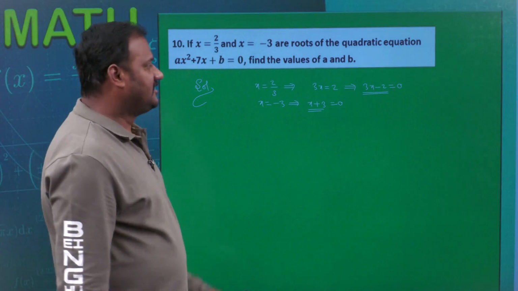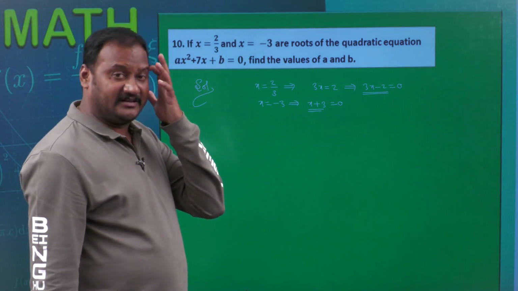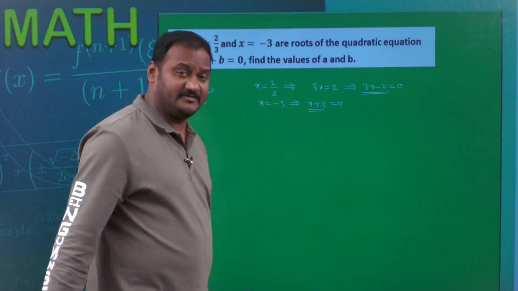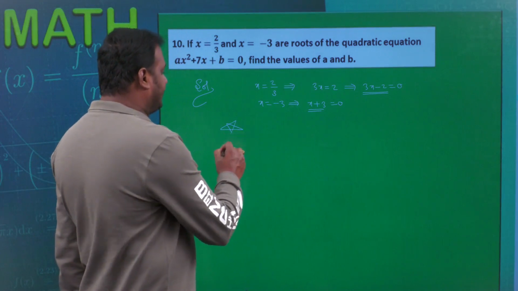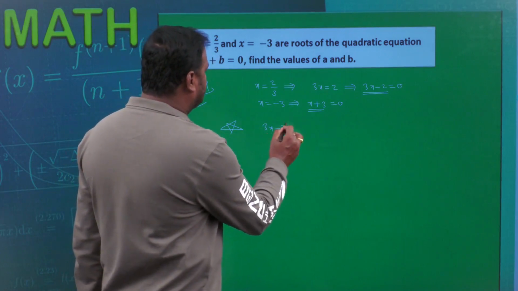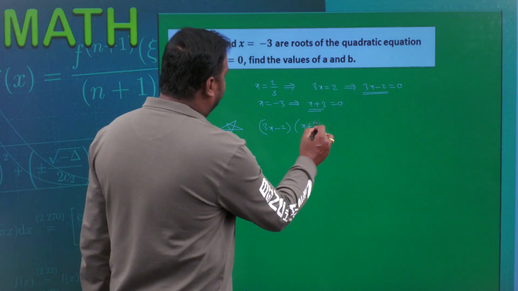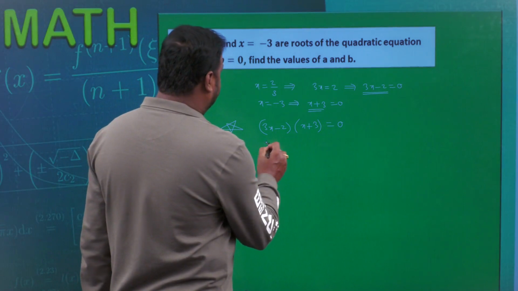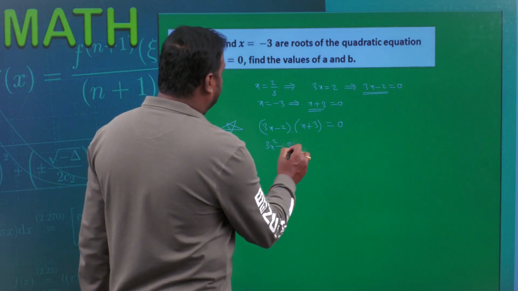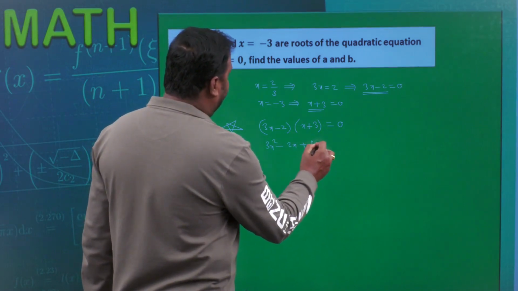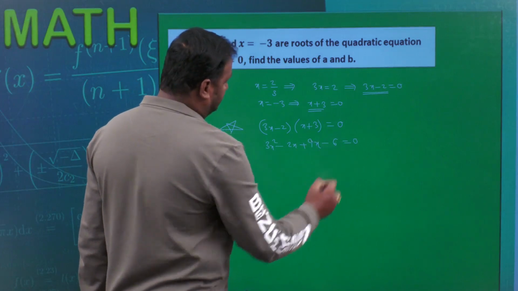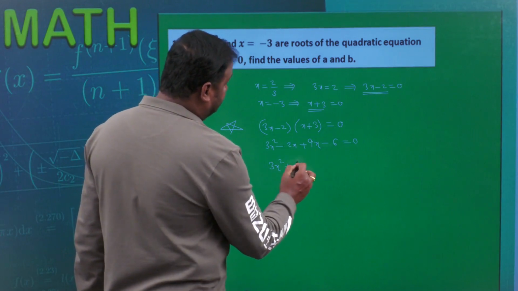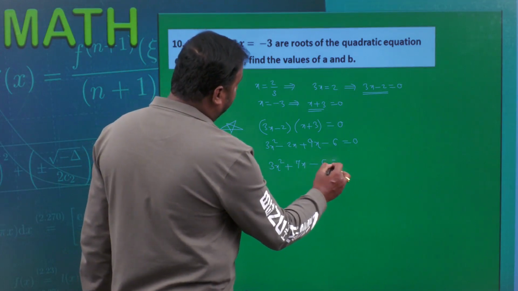What has to be done now? Since these two are the factors of the second degree polynomial, you will have to multiply them. So when you multiply both of them, you get (3x minus 2) times (x plus 3) is equal to 0. Perform normal multiplication: 3x into x is equal to 3x square, minus 2x, plus 3 into 3 is equal to 9x, minus 3 twos are 6, is equal to 0. So 3x square minus 2x plus 9x is equal to plus 7x, minus 6 is equal to 0.